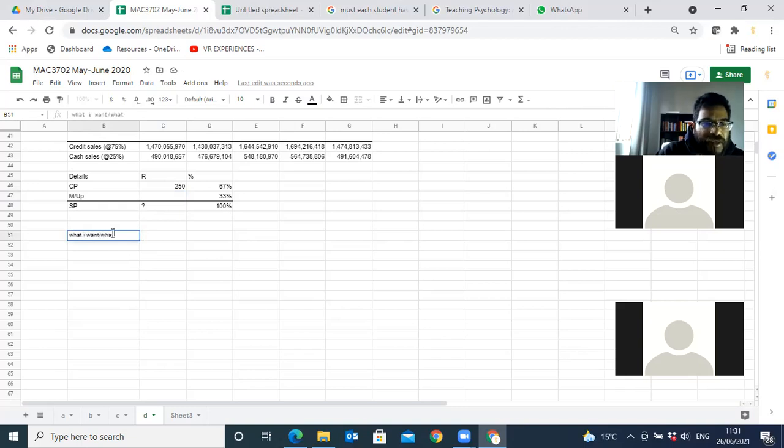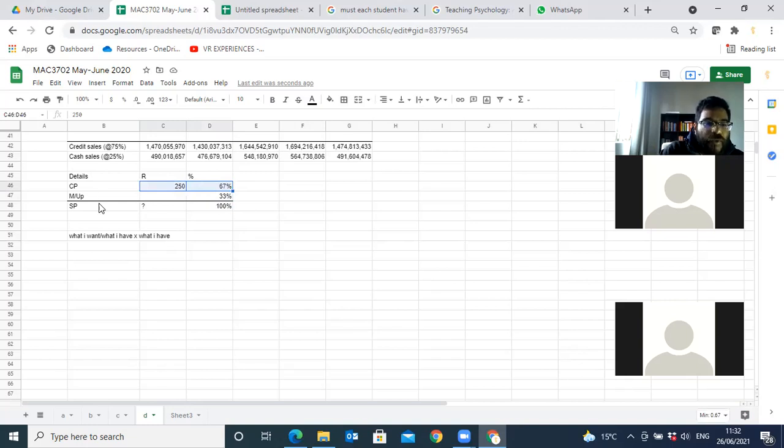So the formula we use is basically: what I want, divided by what I have, times what I have. Remember, what I have needs to be both rand and percentage. So what do I have in both rand and percentage? I have cost price. So I'm going to use cost price's information. If I had both for markup, then I would use markup.